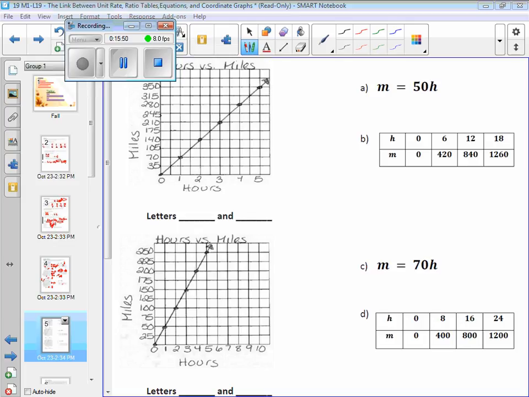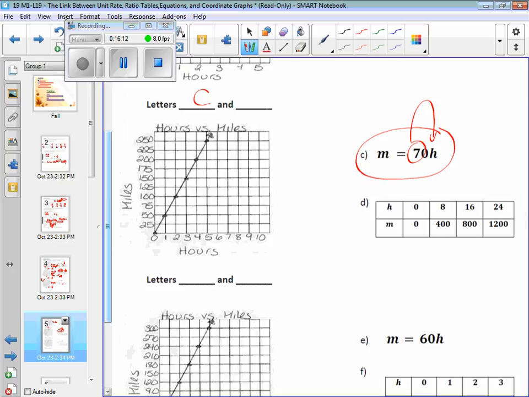What's the unit rate per hour for this coordinate plane? Cat. 70 miles. And then look, I'll take care of the equation right away. There it is for 70 miles per hour. Done. For this, Hunter. Which equation is that? A. Good.